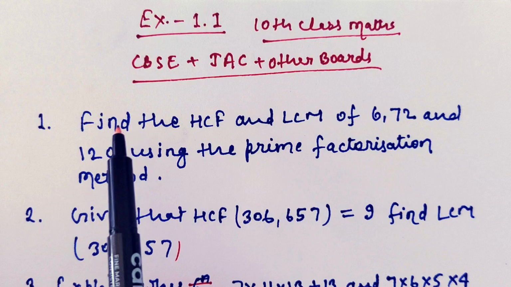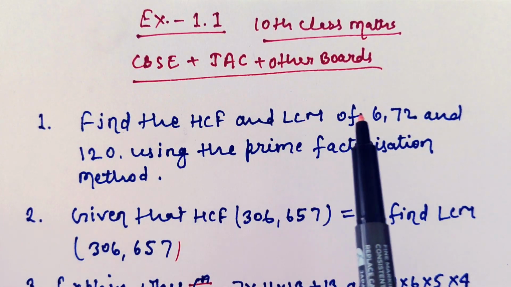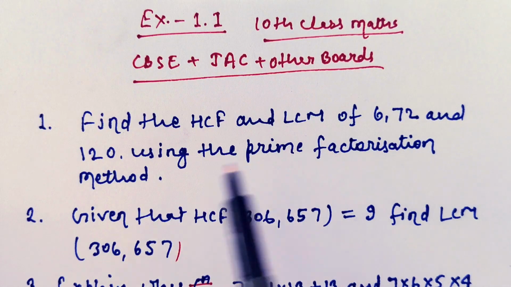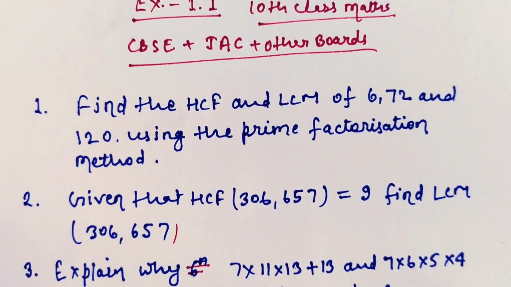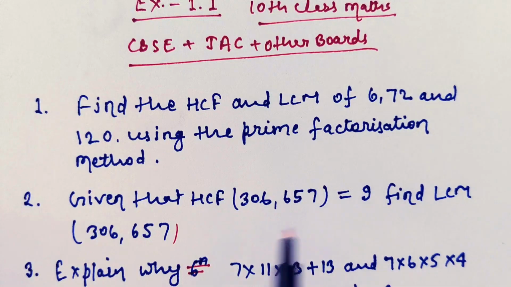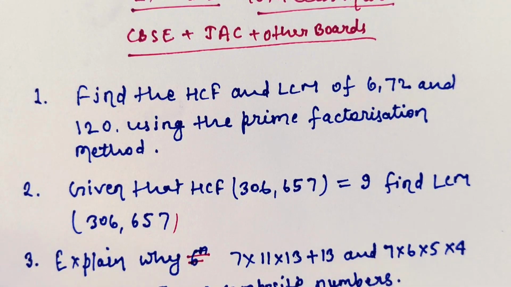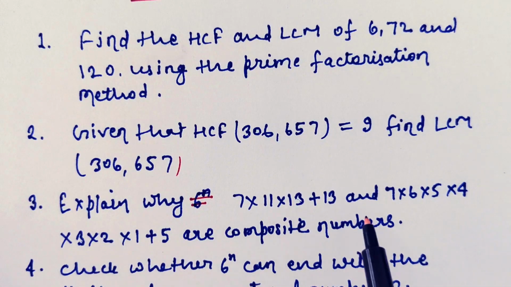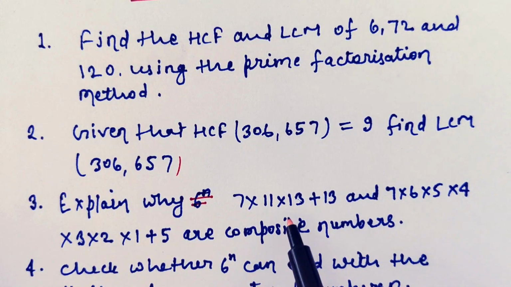The first question tells us to find the HCF and LCM of 672 and 120 using the prime factorization method. Question number 2: given that HCF(306, 657) = 9, find the LCM. Question number 3 tells us to explain why these are composite numbers. We need to explain the reasons.